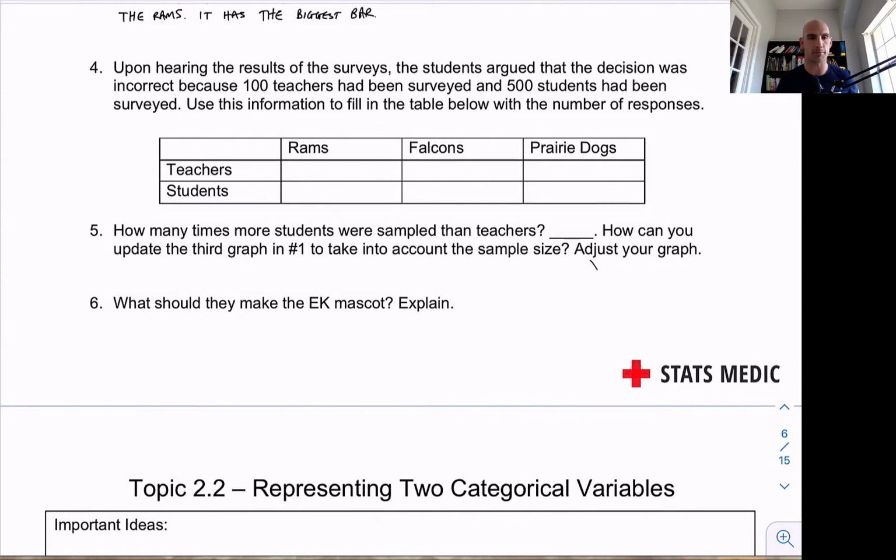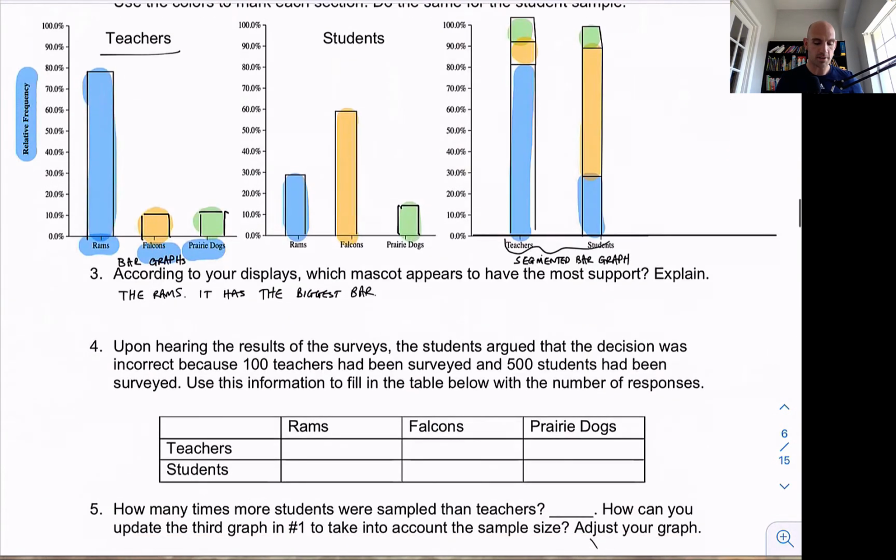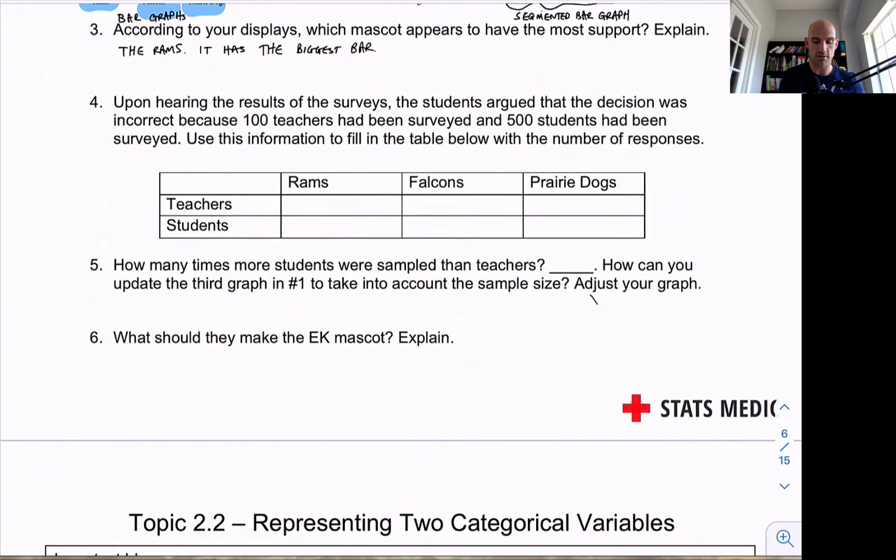Let's fill in this two-way table. If there's 100 teachers and 500 students, let's do the raw numbers. It was 80% Rams for the teachers, so in this box is going to go 80 if we had 100 teachers. The beauty of using these round numbers is we can go right at it. Falcons was 10% for the teachers and Prairie Dogs was 10. So of the 100, 80 answered Rams, 10 answered Falcons, 10 answered Prairie Dogs.